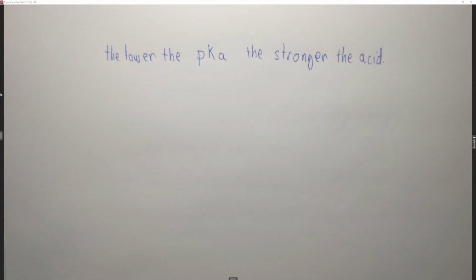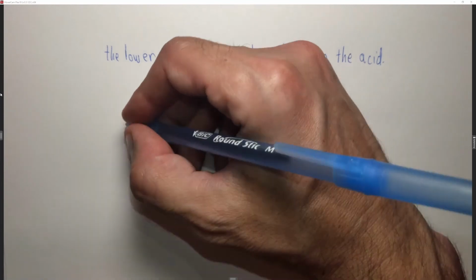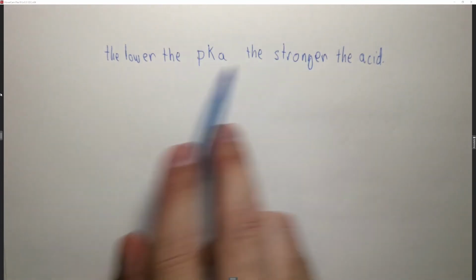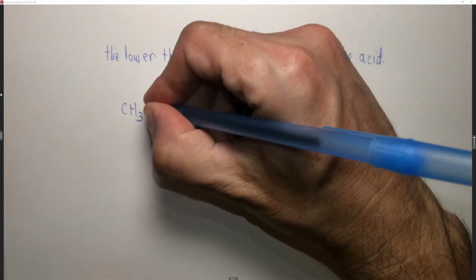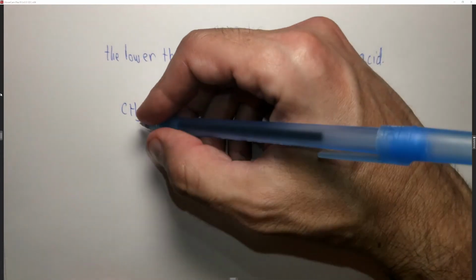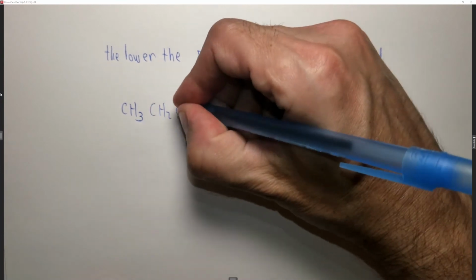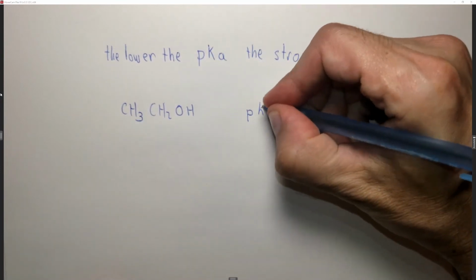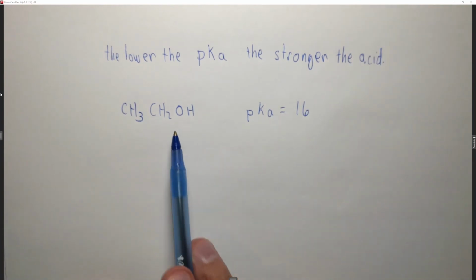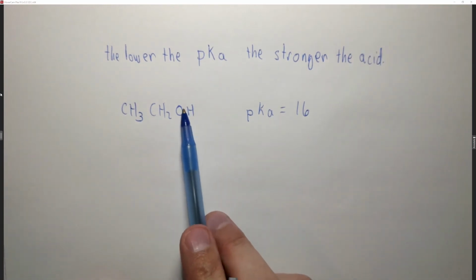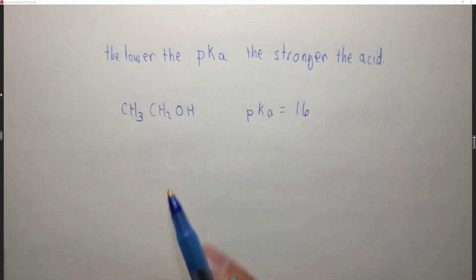Let's look at an alcohol. We already talked about this in the alcohol chapter, which is actually where I talked more extensively about the pKa, if you want to go back and watch that. So we have CH3CH2OH. If you recall, the pKa of this is 16. So this is not a very strong acid, but this proton is slightly acidic.